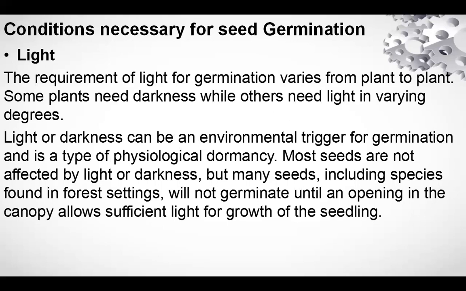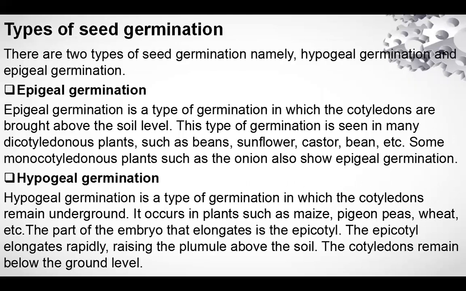Moving on, let's see the types of seed germination. There are two types of seed germination, namely hypogeal germination and epigeal germination. Let's start with epigeal germination. Epigeal germination is the type of germination in which the cotyledons are brought above the soil level. This type of germination is seen in many dicotyledonous plants such as beans and sunflower, while some monocotyledonous plants such as onions also show this epigeal germination.